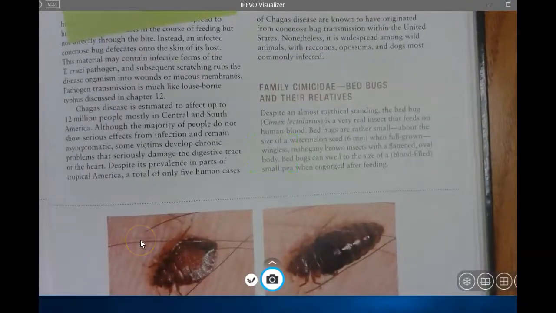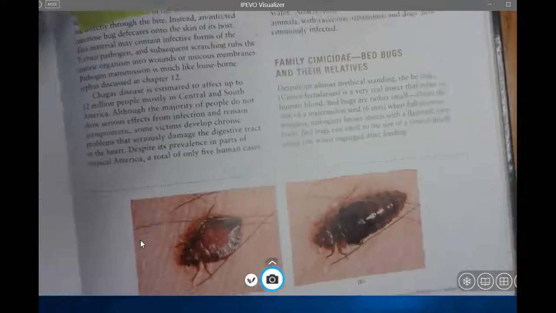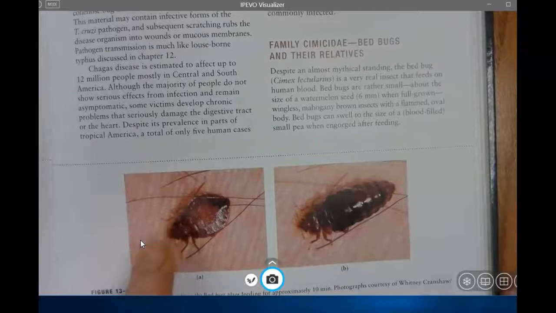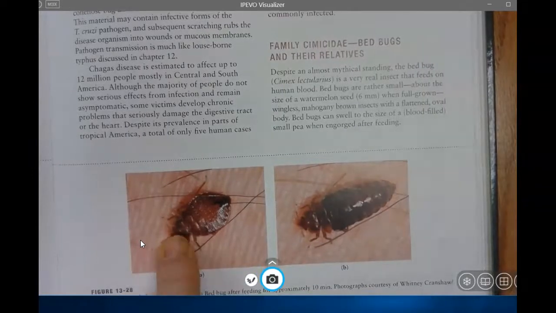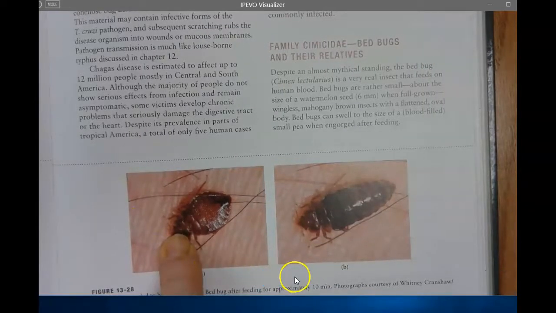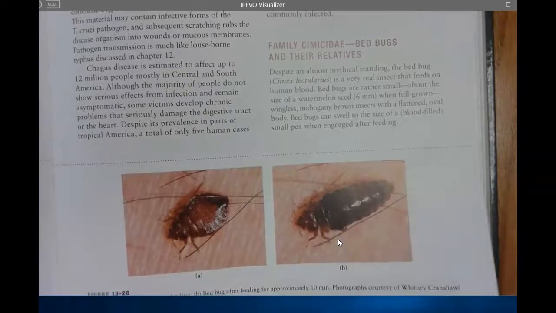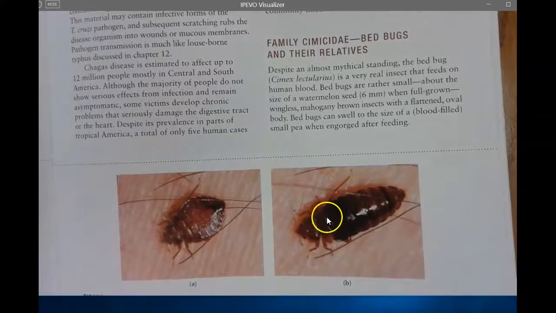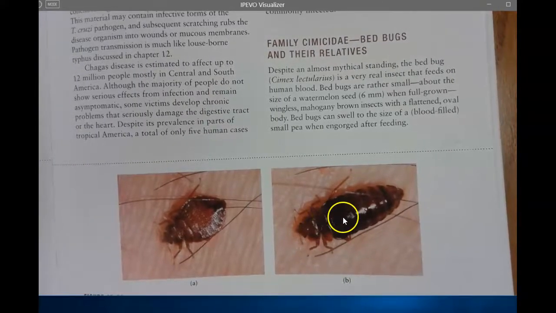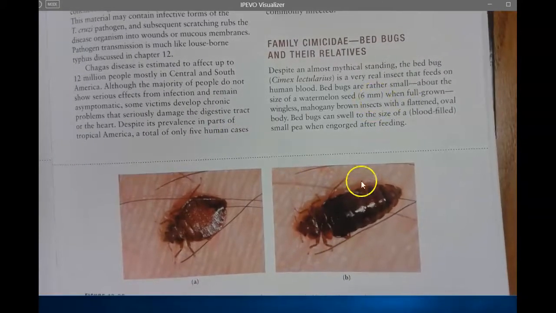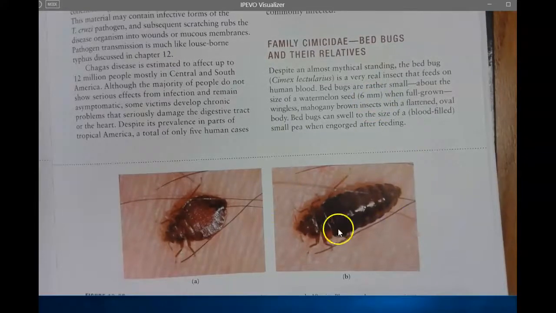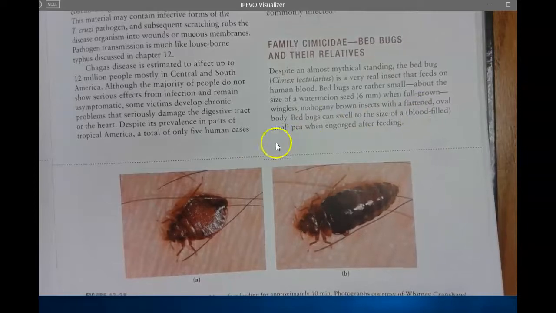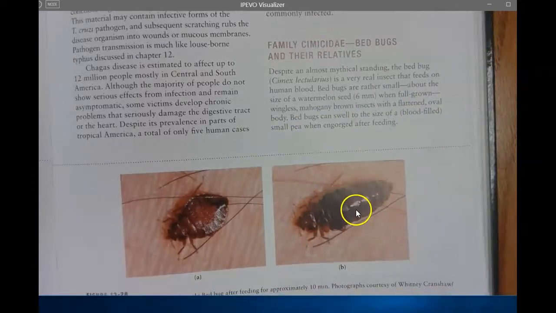Okay, so here are the bed bugs, and on the left you will see a bed bug that has not started to feed, and I'm trying to close this. Okay, and here is a bed bug that has been feeding for 10 minutes. It does feed on human blood. You can see they've got a flattened oval body, and they swell up to the size of a blood-filled small pea.